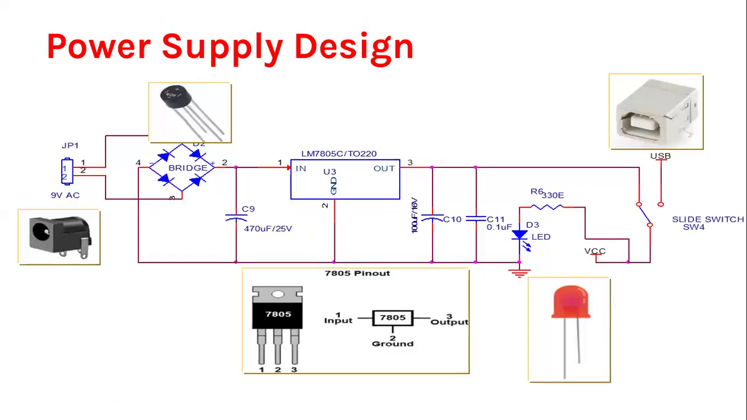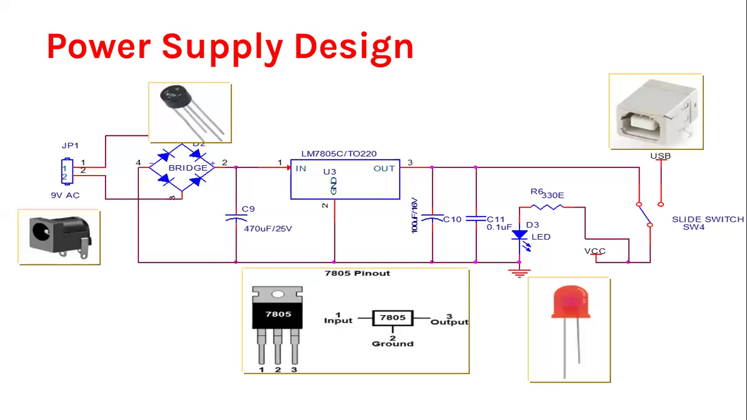So how to give the power supply to the 8051? For internal operation it requires 5 volts DC. This is a block diagram of how to convert AC to DC. Here a bridge rectifier converts the AC to pulsating DC. Then a filter section removes the ripples of the converted DC.